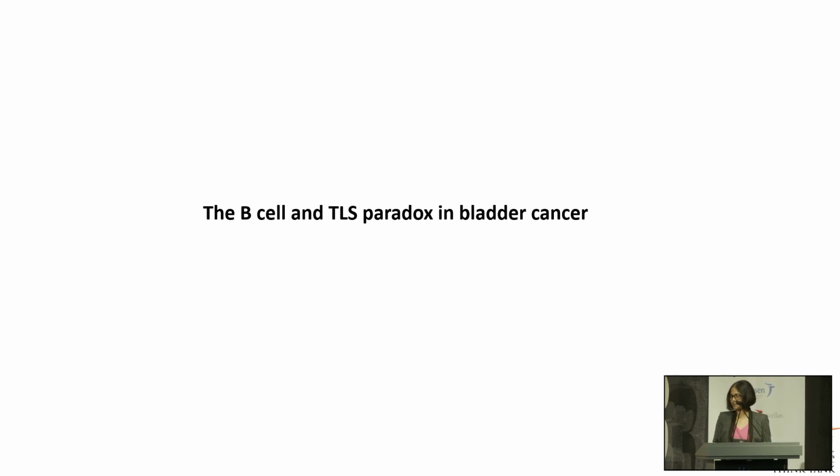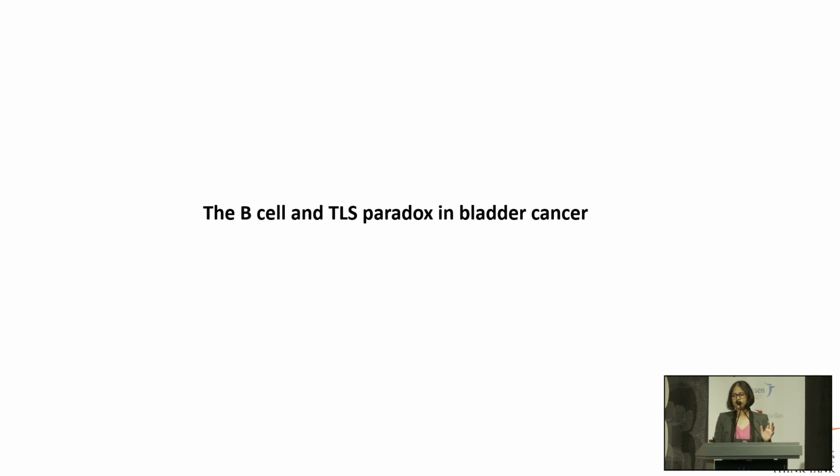I'm a basic scientist. The B cell and TLS paradox in bladder cancer, I call it the B cell and T cell and TLS, tertiary lymphoid structure paradox in bladder cancer, because we are finding two contrasting things when you talk about B cells and TLSs in non-muscle invasive bladder cancer versus muscle invasive bladder cancer. You might have heard or read in the last few years of literature that B cells and TLSs are associated with favorable prognosis or favorable outcomes following immune checkpoint blockade or even chemotherapy.